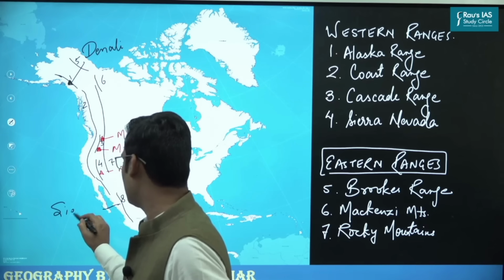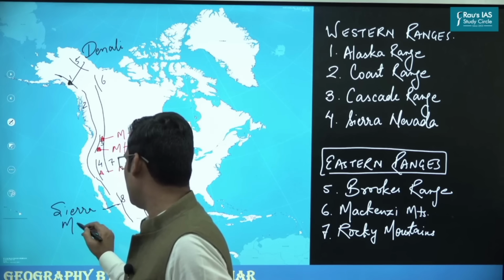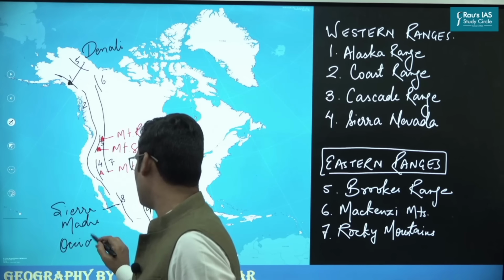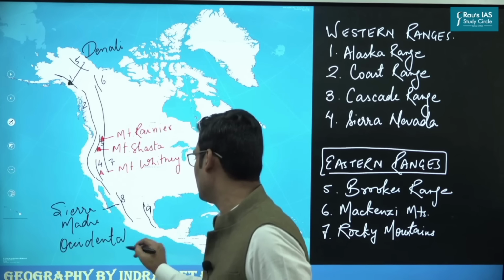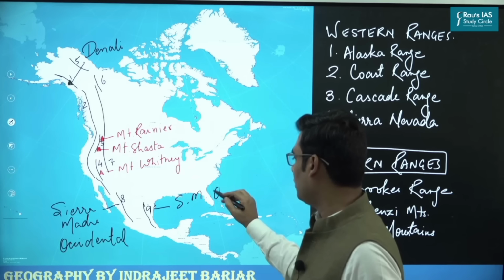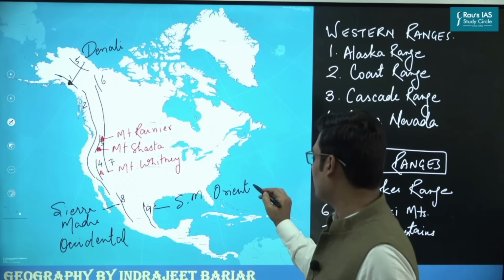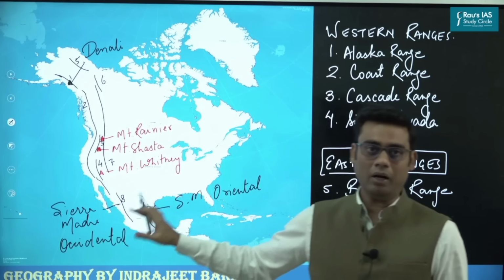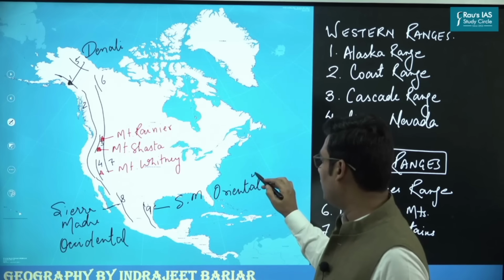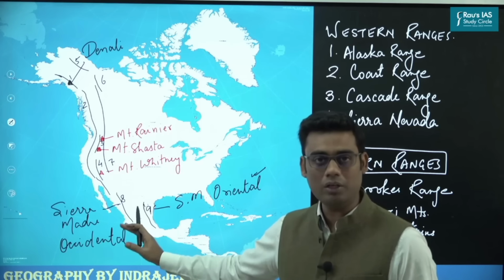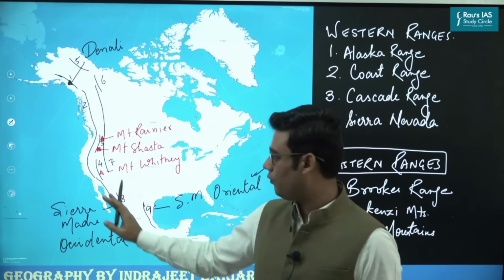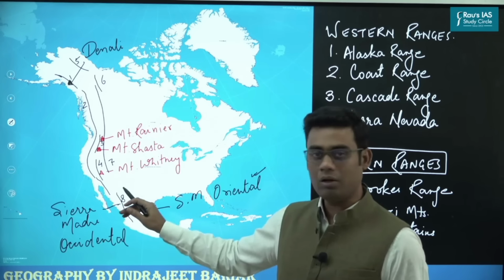Sierra Madre Occidental, and the 9th one called Sierra Madre Oriental. So Occidental and Oriental simply refer to west and east. Oriental, the term used for east. So the Eastern Sierra Madre will be called Sierra Madre Oriental. The Western Sierra Madre is called Sierra Madre Occidental.